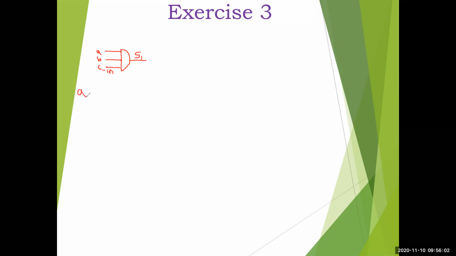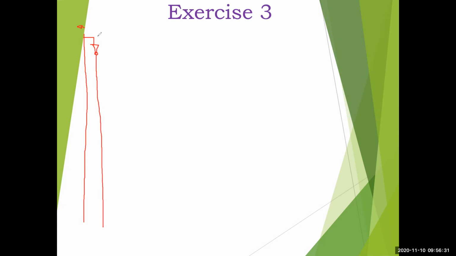So A bar. Better than that, we can use the vertical lines. So we will just use that vertical. Hope you know how to do vertical. So that it is easy for both to write. So this is the A, then we will have the NOT gate connected to this. Hope you understand. So this is the A bar line.